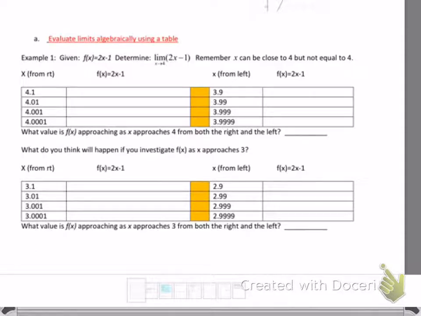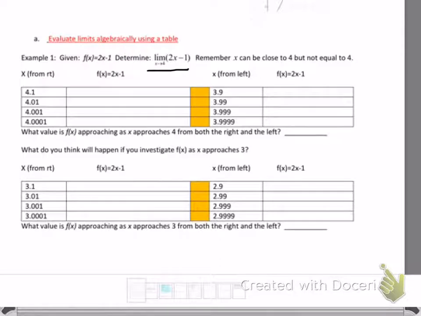Okay, using the table, I'm going to work with the same exact function. And here is our terminology. We're investigating as x approaches 4 in the limit of the function 2x minus 1. Remember, I found out that in the limit it approached 7.